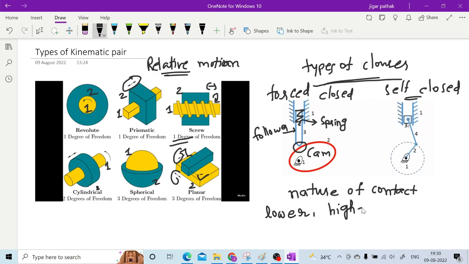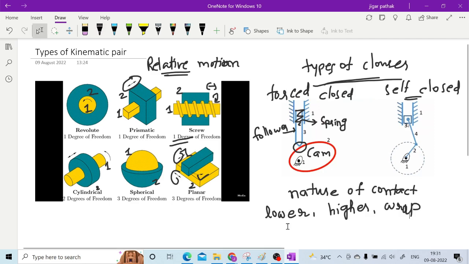Sir, yes, cam follower may be a self-closed pair if it is an internal cam and follower. In case of internal cam and follower, as per the definition, if there is no external force in your internal cam, then that can also be termed as self closed pair, right? And if there is any external force, then you have to consider it as force closed. Are you getting me? Yes, sir.